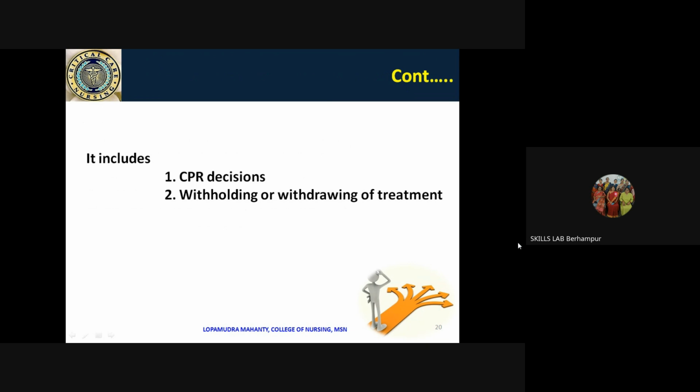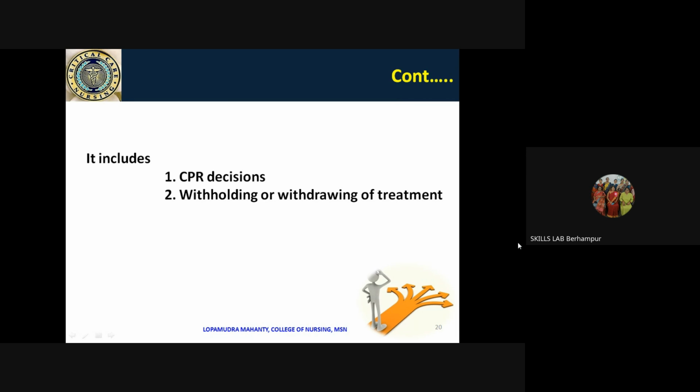Then next is the CPR decision. It includes CPR, as you all know, cardiopulmonary resuscitation. If the patient is 95 or 100 years old, at that time the patient may not be willing to take CPR. If CPR is performed, the ribs are also sometimes fractured and so many complications arise.